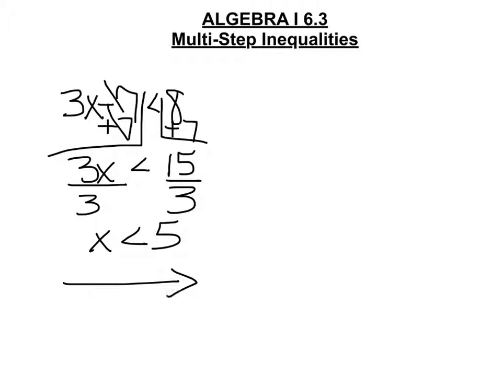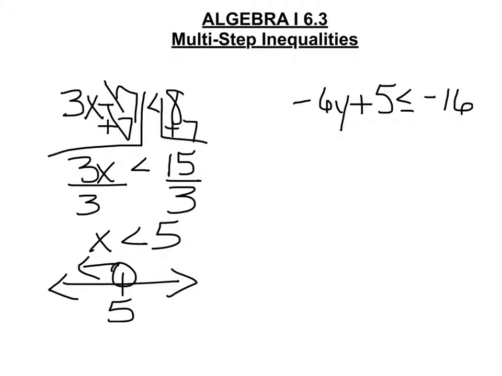You want to put that on a number line. I'm looking for the number 5. I'm looking for an open dot, and I'm looking for it to go to the left. Here's a second example. Again, this is going to be a two-step problem. Here's our left side. Here's our right side.